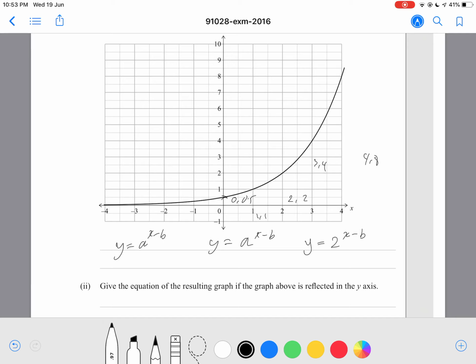In order to find our b value, we're going to be seeing how much it's been shifted left or right. Normally y equals a to the power of x is our non-shifted graph. Sorry, I'm going too fast. If we substitute x equals 0, we're going to say that y equals 2 to the power of 0. That should give us y equals 1.